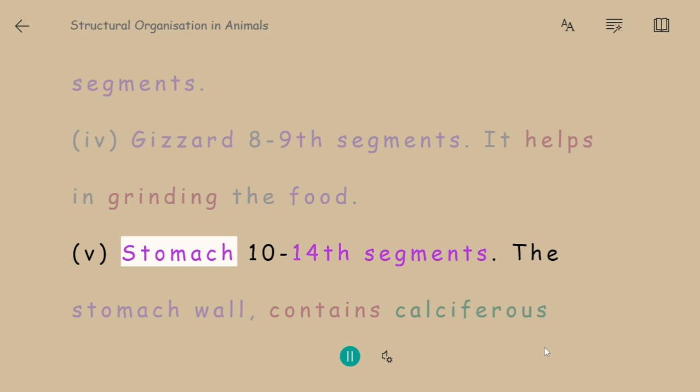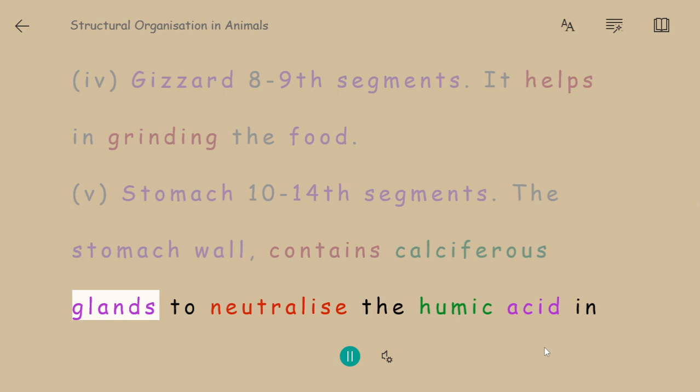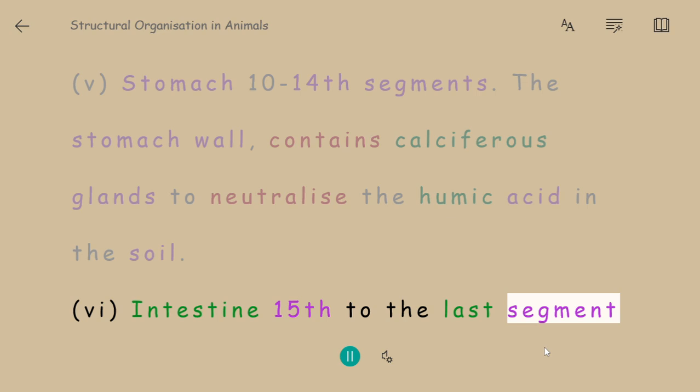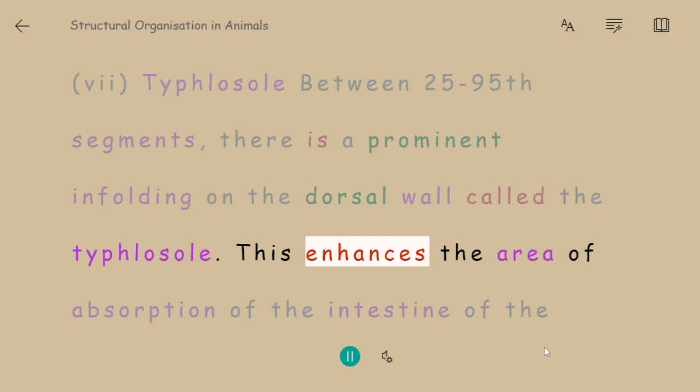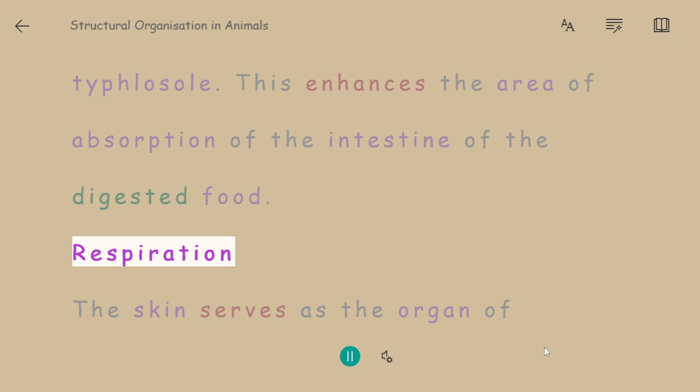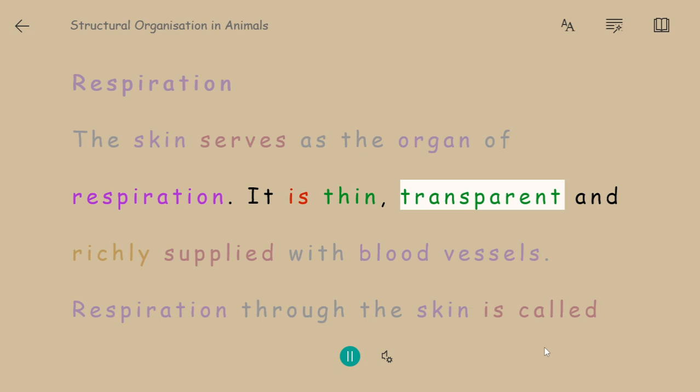5. Stomach, 10th to 14th segments. The stomach wall contains calciferous glands to neutralize the humic acid in the soil. 6. Intestine, 15th to the last segment, where it opens out by anus. 7. Typhlosole, between 25th to 95th segments. There is a prominent infolding on the dorsal wall called the typhlosole. This enhances the area of absorption of the digested food in the intestine. Respiration. The skin serves as the organ of respiration. It is thin, transparent, and richly supplied with blood vessels.